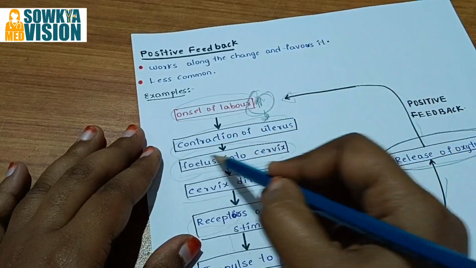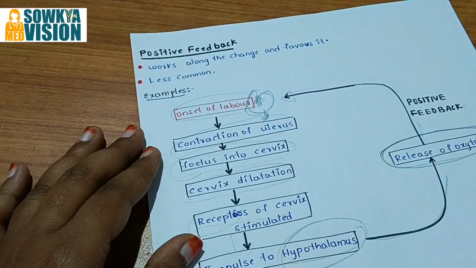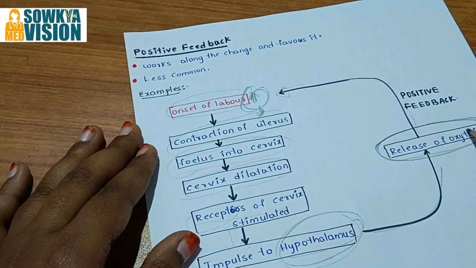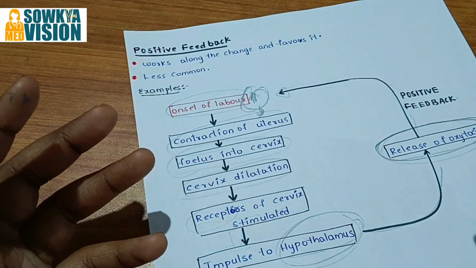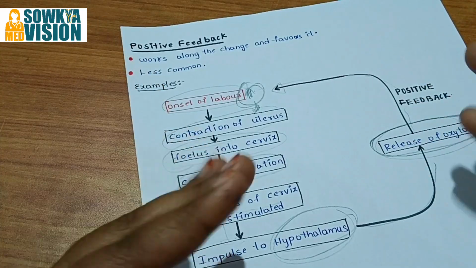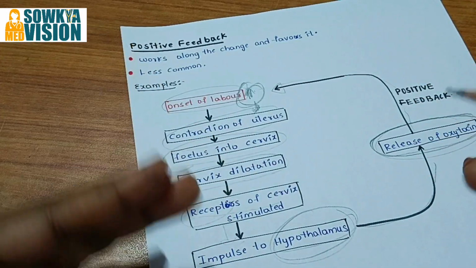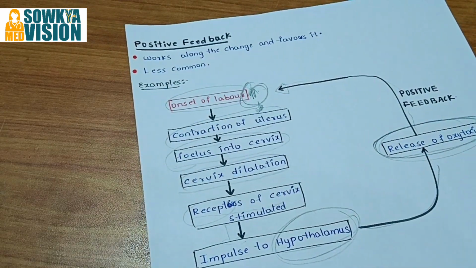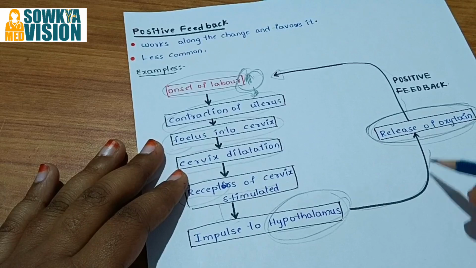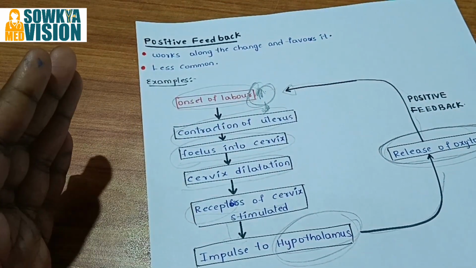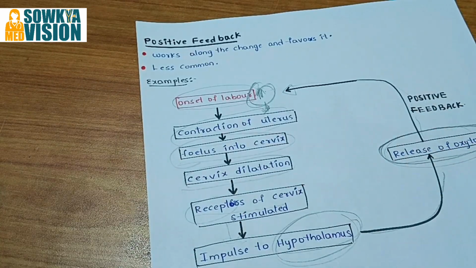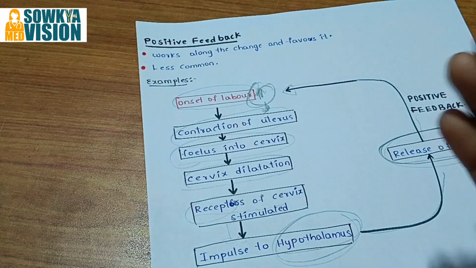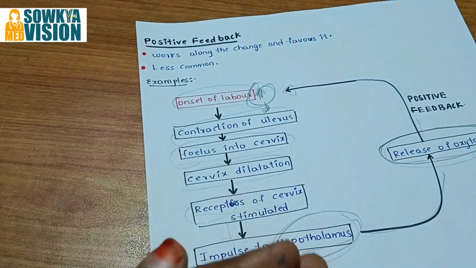Now the contraction of the uterus sends the same impulse to the hypothalamus, again release of oxytocin, again contraction. The more the release of oxytocin, the more the contractions; again more release of oxytocin, again an increase in the contractions of the uterus. This is a positive feedback mechanism. Positive feedback mechanism works along the change. If there is an increase, there will be further increase. If there is any decrease, there will be further decrease.